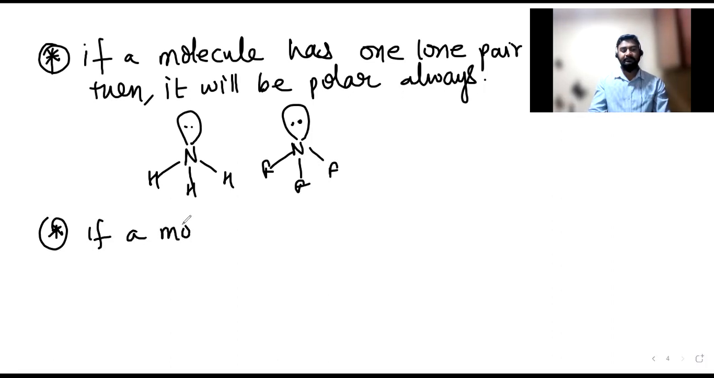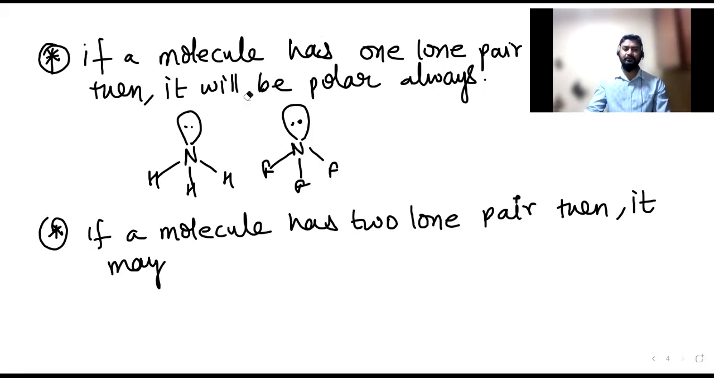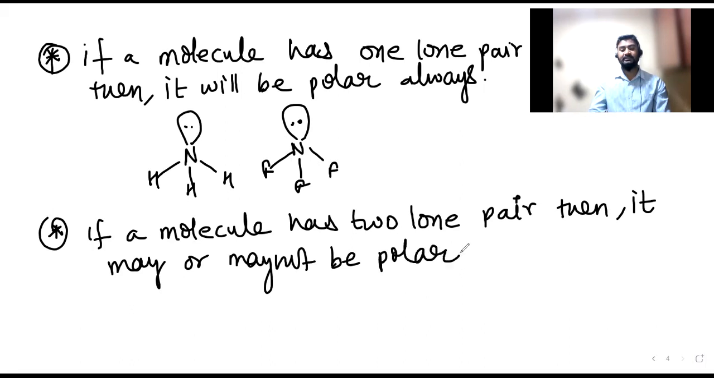Moving on, next point. If a molecule has two lone pairs, then it may be polar. We don't know. It may or may not be polar. We cannot be very sure about that. So these are the hints using which we can find which of the molecules are polar or not.